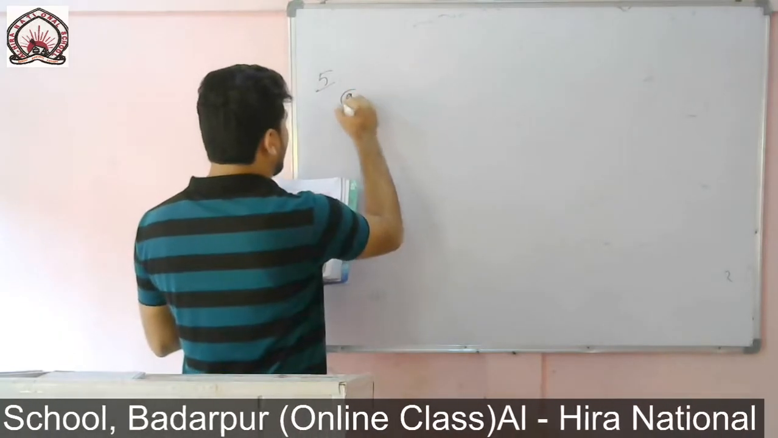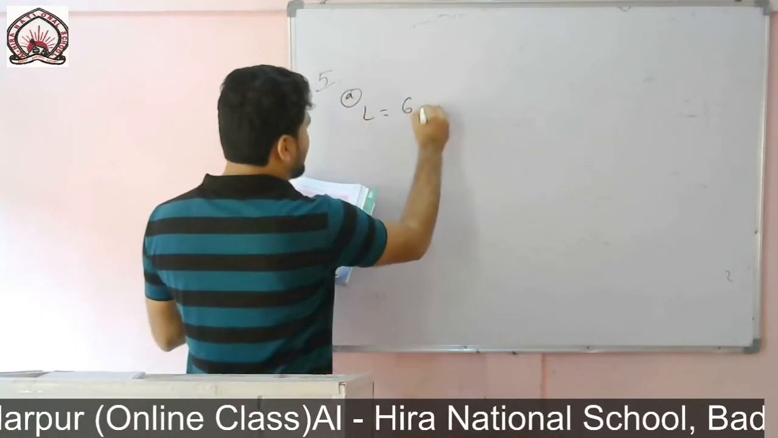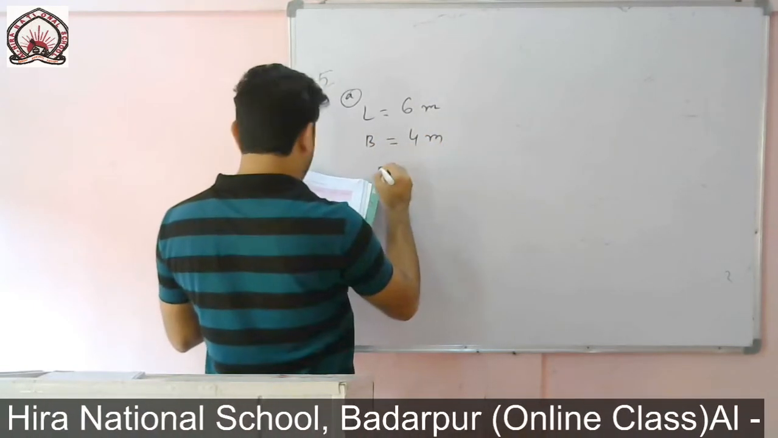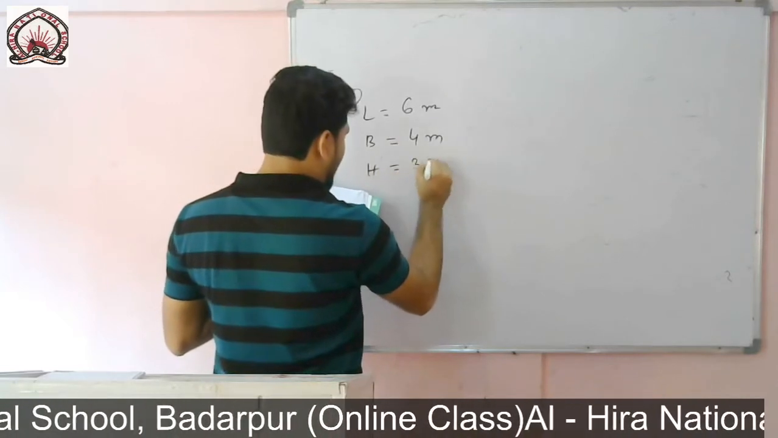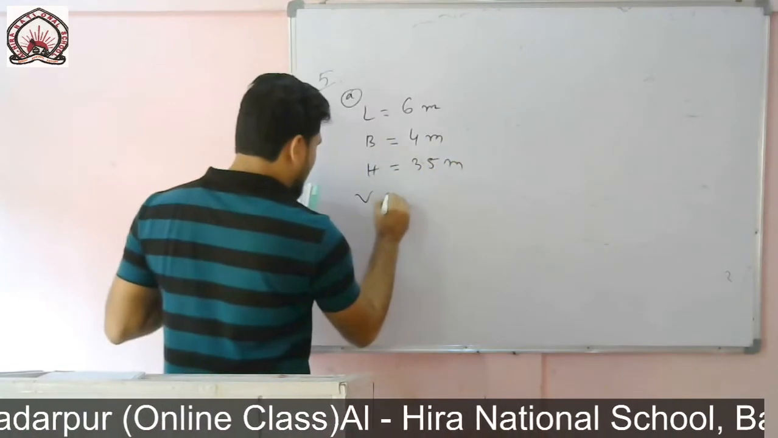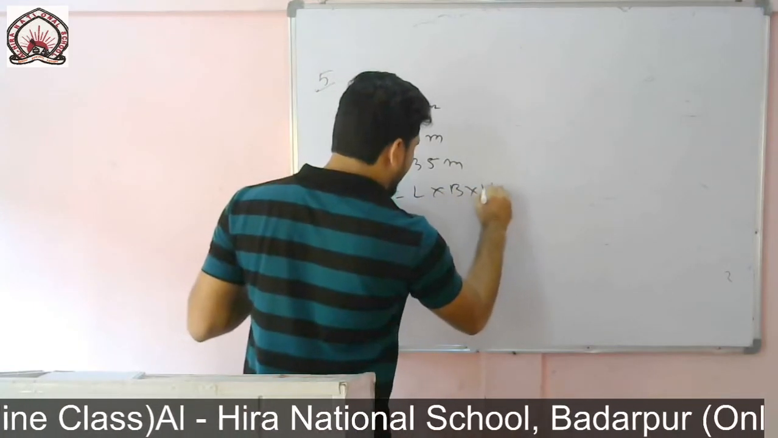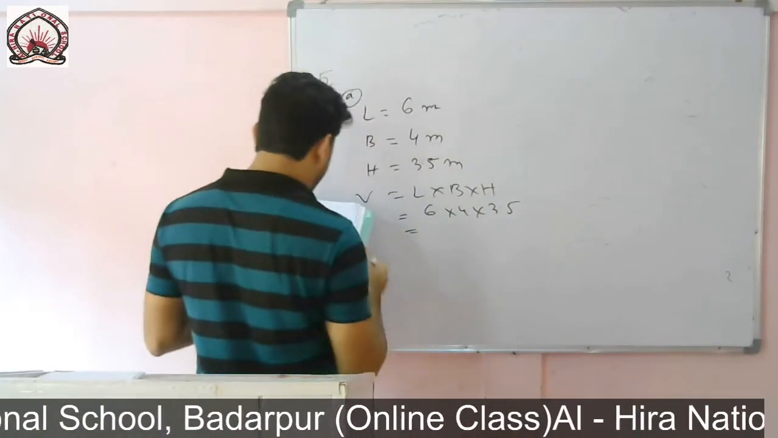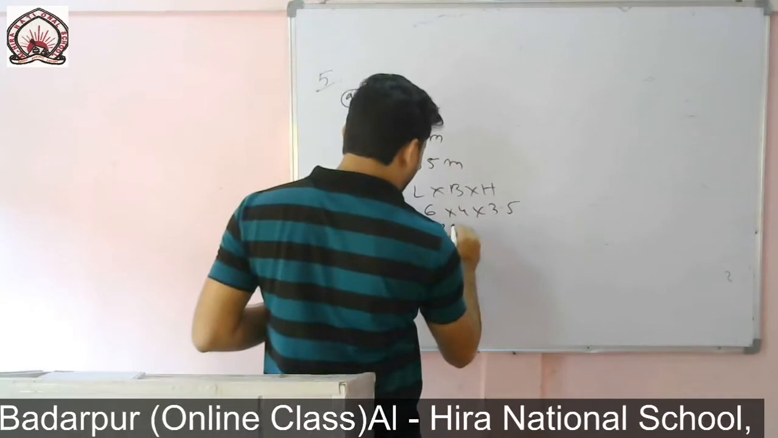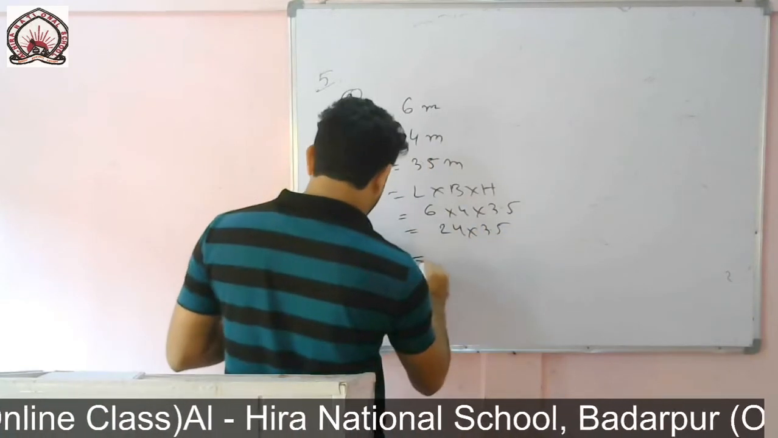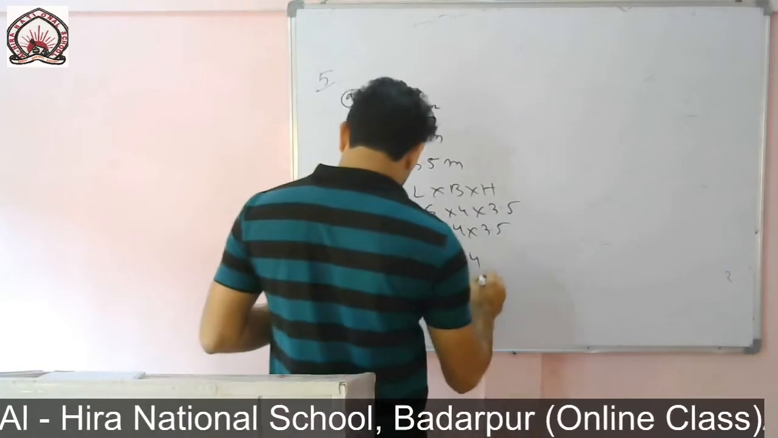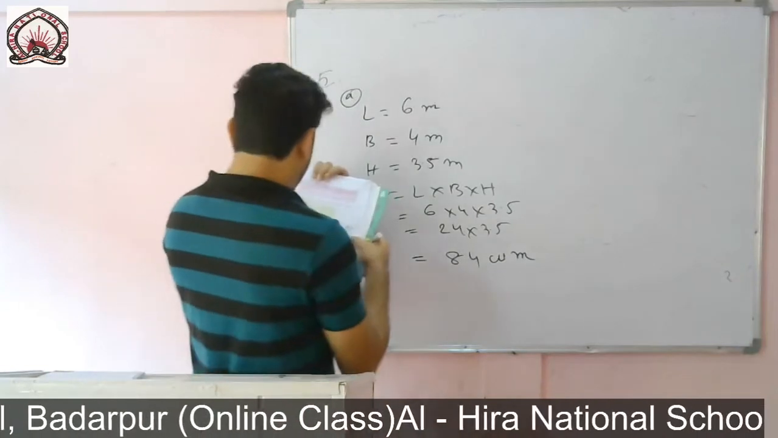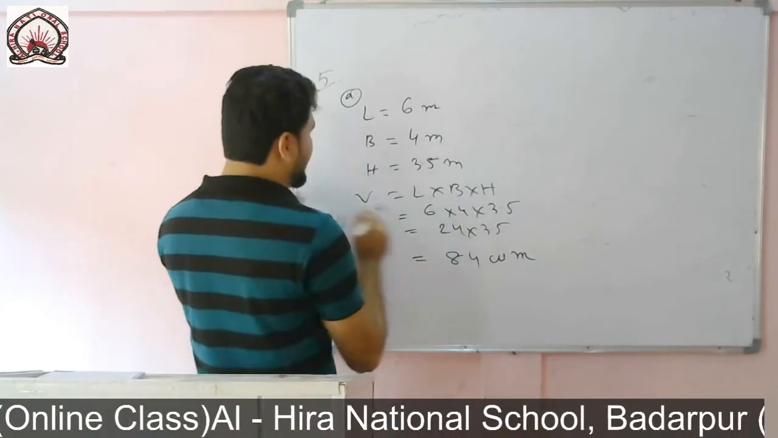Number A, length given what? 6 meter. Okay, breadth given what? 4 meter, and height given what? 3.5 meter. So volume will be what? Length into breadth into height. So it will be 6 into 4 into 3.5. It will be what? 6 4s are 24. 24 into 3.5, you will get what? 84 cubic meter. If you multiply, then you will get 84 cubic meter. Okay, so in box you write 84 cubic meter.